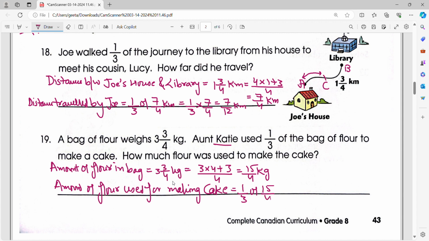of 15/4 kg, which means it's 1/3 into 15/4. The answer is 5/4. Can you convert this into a mixed fraction? Yeah, 1 whole 1/4. I hope that's clear.